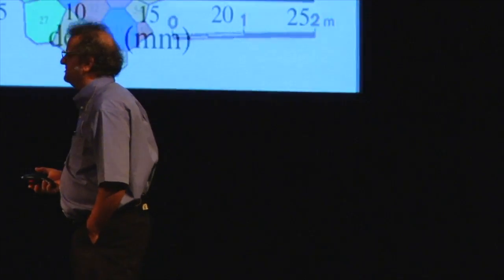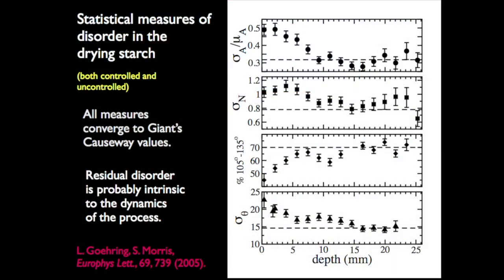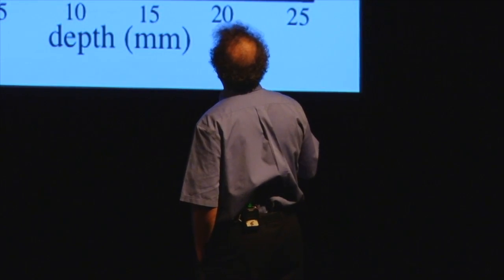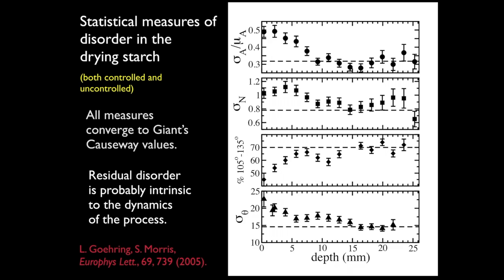So what we did was we simply compared the statistics of the cornstarch experiment as a function of time or as a function of depth with the values that we get from O'Reilly's map. For various statistics, I won't tell you what they all are, but this is the standard deviation of the angle distribution. This is the fraction of angles close to 120 degrees. The dotted lines are the Giant's Causeway values, and the symbols are the depth, or if you like, the time that the cracks advanced into the starch sample.